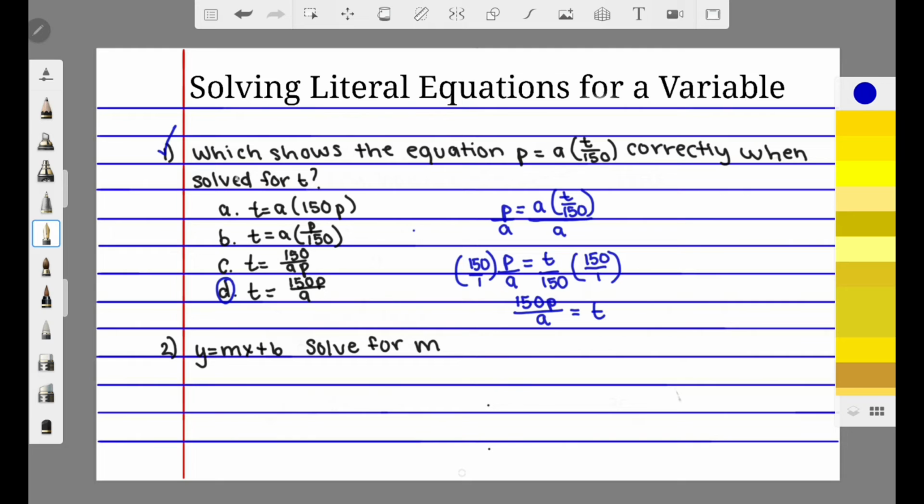For the next problem, we have y is equal to mx plus b, and we need to solve for m. Right, let's get rid of the b on either side. y minus b is equal to mx. Now we can divide x on either side, and we have m should equal to y minus b over x.